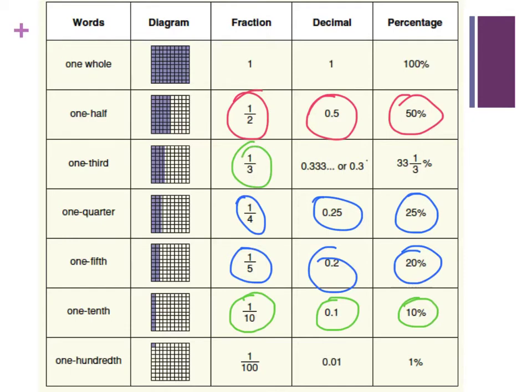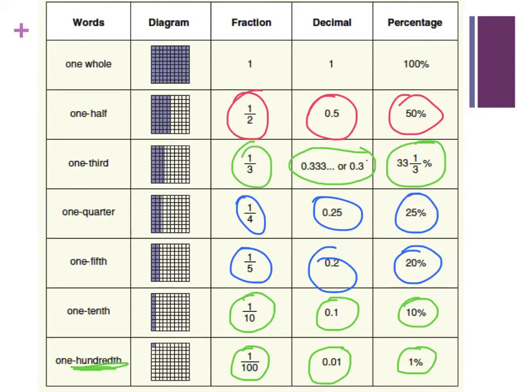A third, 0.333 reoccurring, or 33 1/3%. And a 1/100th, 0.01, because it's in hundredths, it's not in tens, or 1%. They're the ones that you're going to have to work on.